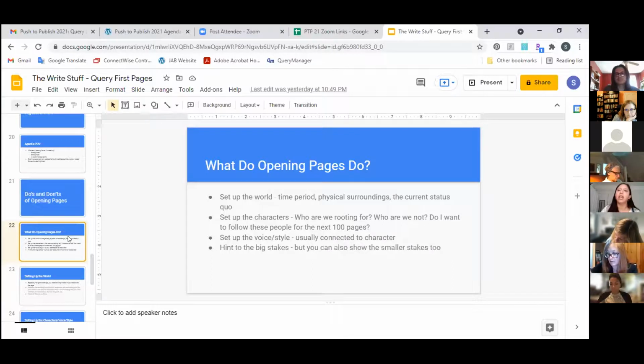and you want to be setting up the current status quo. Is your character a loser, quote unquote? Are they put upon? Are they downtrodden? Also, conversely, it could be the opposite. Are they good at their job? Are they good at what they do? Are they confident in themselves?